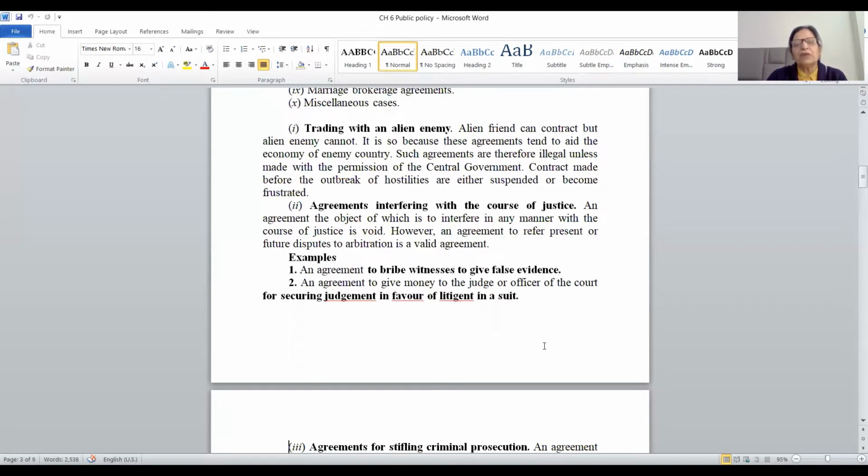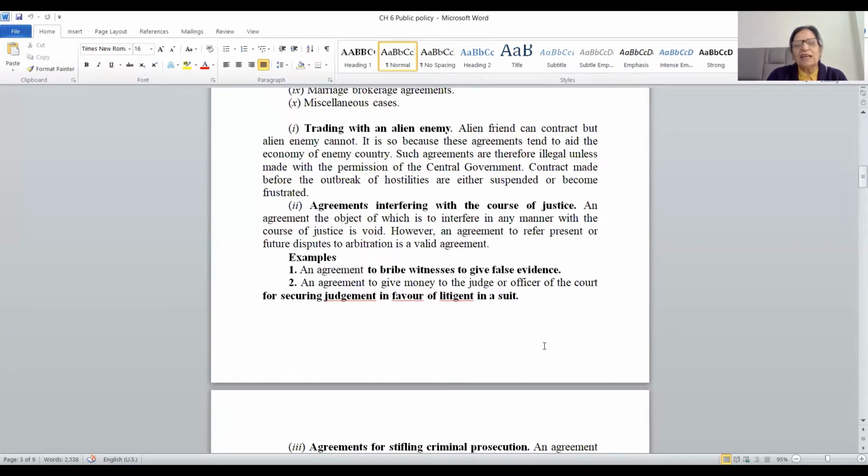The examples of agreements interfering with the course of justice: an agreement to bribe witnesses to give false evidence. The witnesses know what the truth is, but they are given the bribe just to shut their mouth or to give false evidence in the court of law.